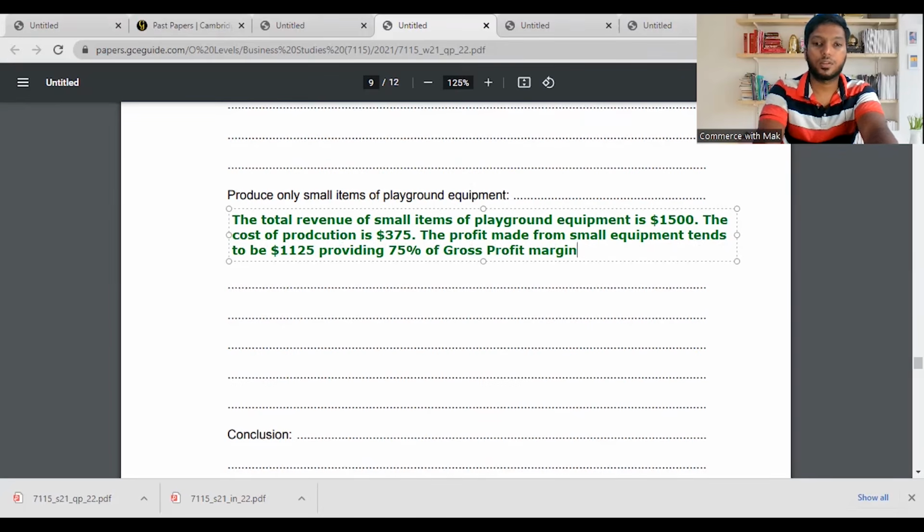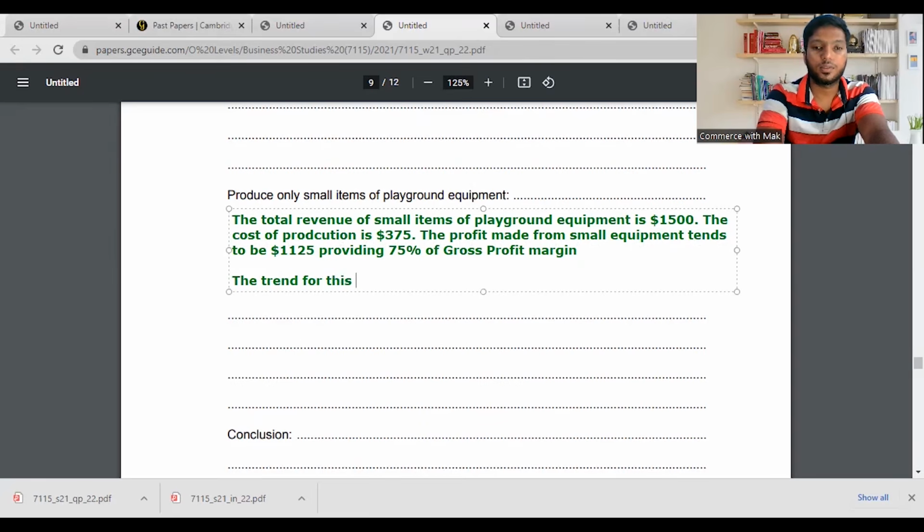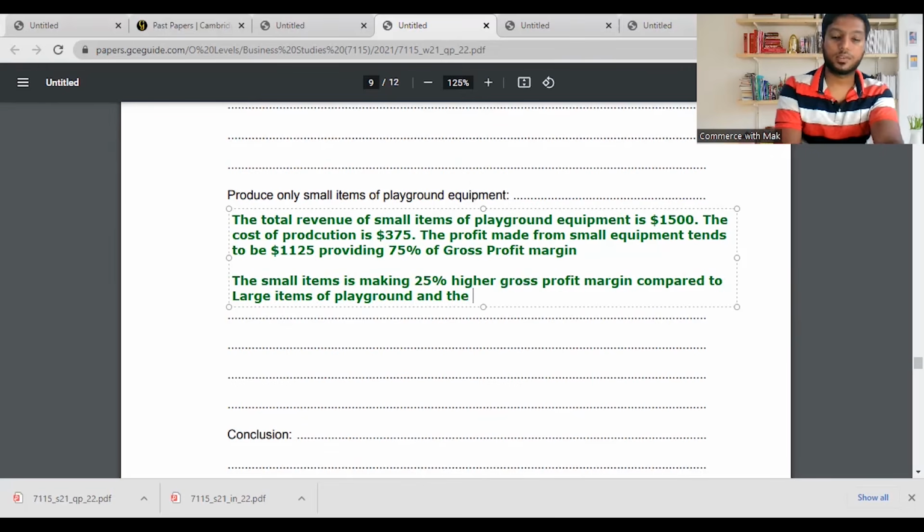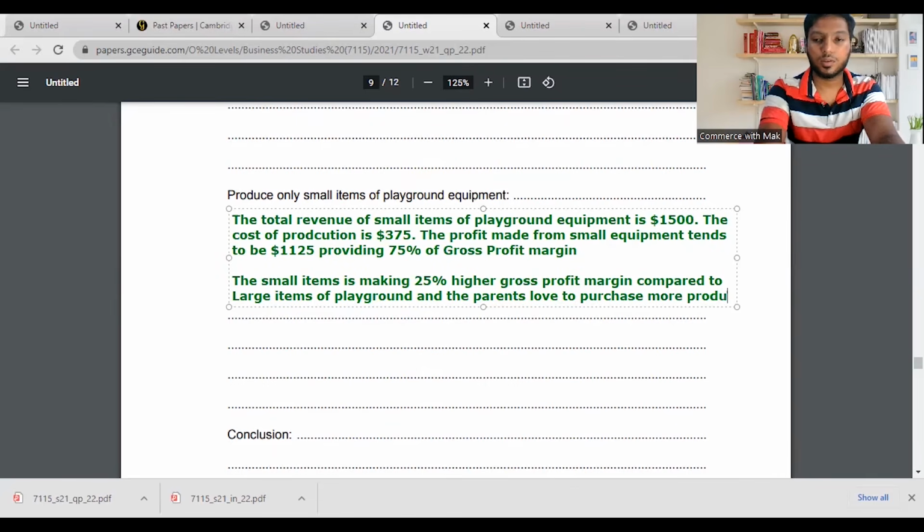So you can also write the trend for this: the small items are making a 25% higher gross profit margin compared to large items of playground. And what else we can write? And the parents love to purchase more products in future, creating a trend. So this is the answer. So I will always go with the second part.